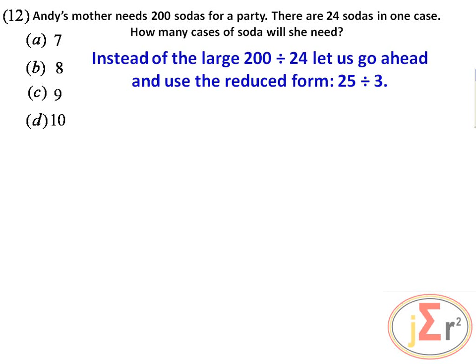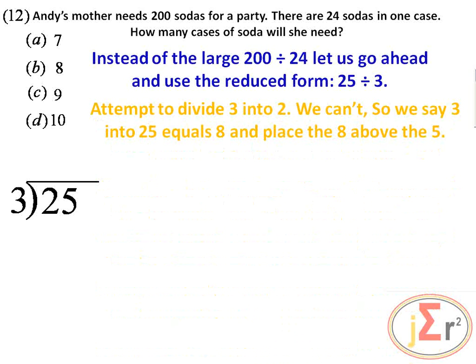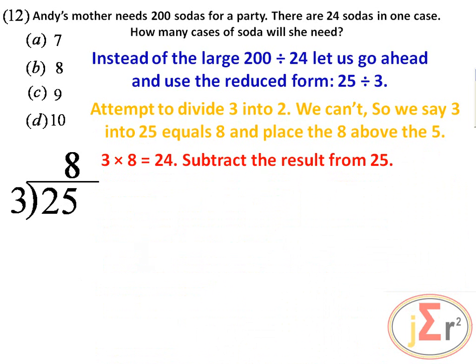Instead of the large 200 divided by 24, let us go ahead and use the reduced form, 25 divided by 3. So let's do that. 3 into 2, I can't. 3 into 25, 8 times. So we attempt to divide 3 into 2. We can't. So we say 3 into 25 equals 8 times, and place the 8 above the 5. Watch this now, Jerry. 3 8s are 24. Subtract the result from 25.